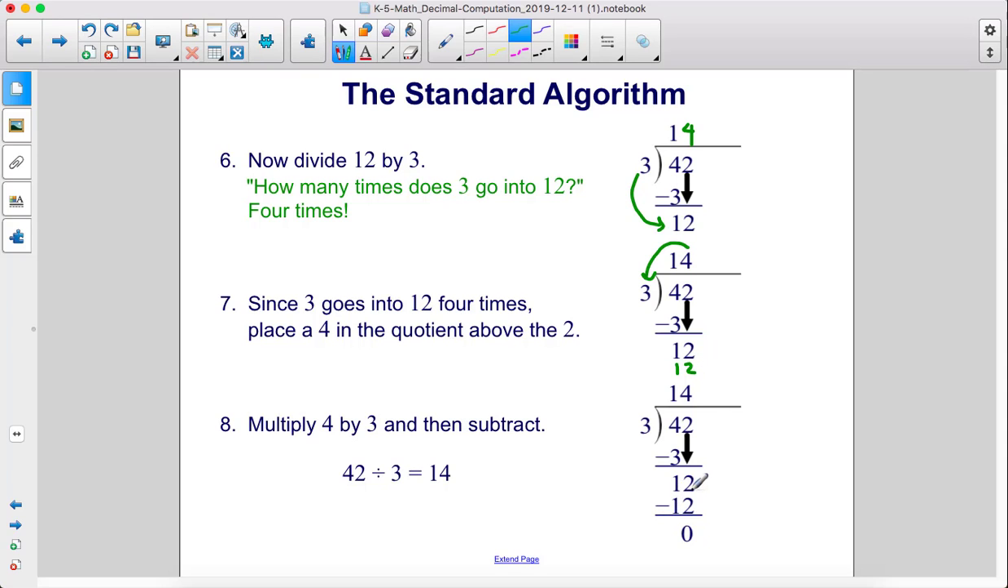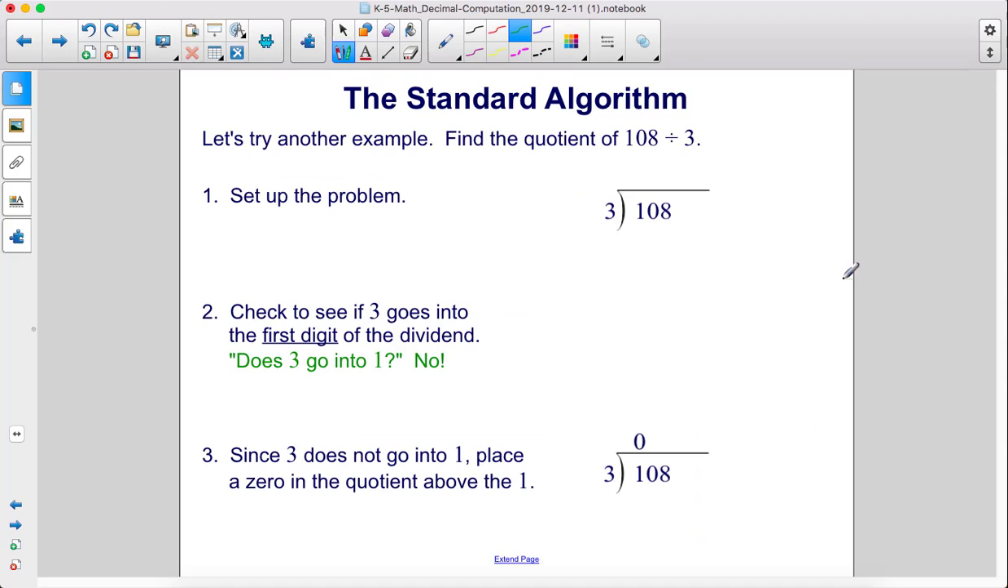Then we subtract. 12 minus 12 is 0. Since the remainder here is now 0, we are done. We take this number up top, and that is our answer. 42 divided by 3 is 14. Let's try another example. Find the quotient of 108 divided by 3.